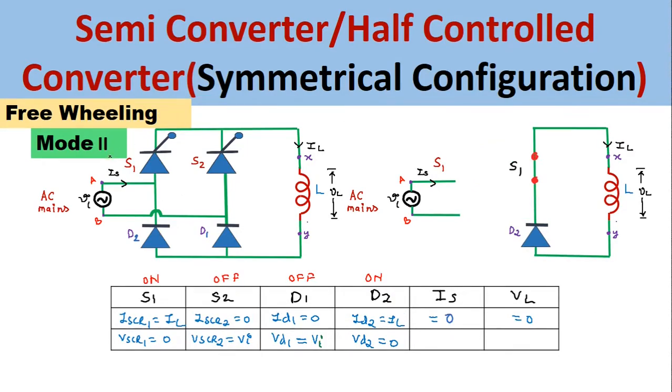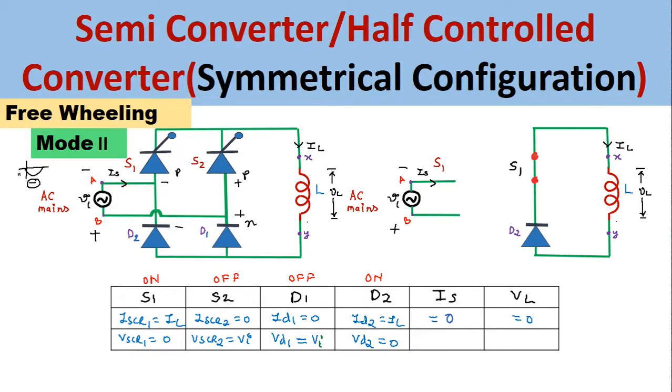Next mode is mode number 2, which is called freewheeling mode. This mode is always studied in the negative half cycle of the AC input signal. During the negative half cycle, point A of the AC mains will be negative and point B will be positive. So this negative will go to the P side of SCR1 and the N side of diode D2, and this positive will go to the N side of diode D1 and the P side of SCR2.